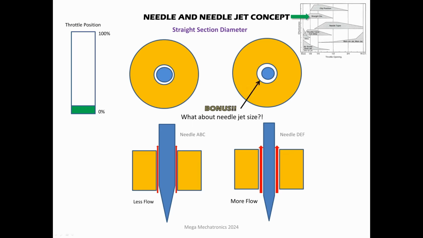Bonus, what about the needle jet size? Yes, that's another way, but that's going to be more advanced, but I'd just like to point it out. A larger needle jet will have more flow. A smaller needle jet will have less flow. So, you see what happened there? You can either change the diameter of the needle, the straight section diameter, or you can change the needle jet size. However, something like the Keihin carburetor I showed you has a large needle selection. And you can even get very creative and adjust your own needles with some sandpaper.